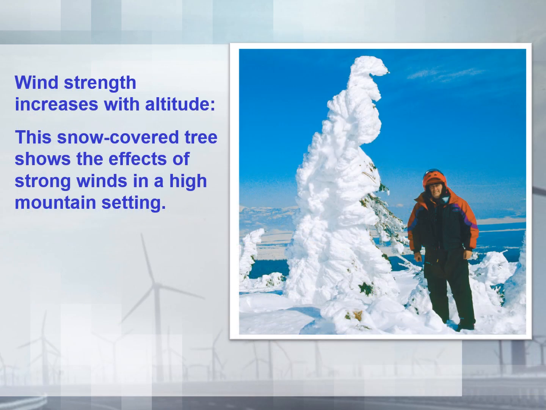Okay, so wind strength increases with altitude, so the snow-covered tree shows the effect of strong winds in a high mountain setting. Where are they? I'm not sure. I kind of wonder if they might be on the top of Mount Washington, Vermont, home of the world's worst weather. Wow. You know, in a hot summer here in North Carolina, I would just love to travel somewhere like that. That would be cold. I guess that probably is in the winter time when this picture is taken.